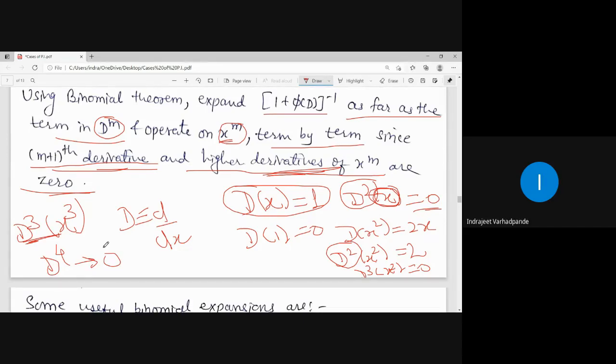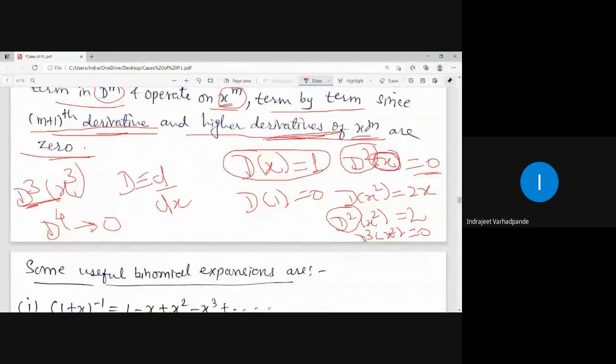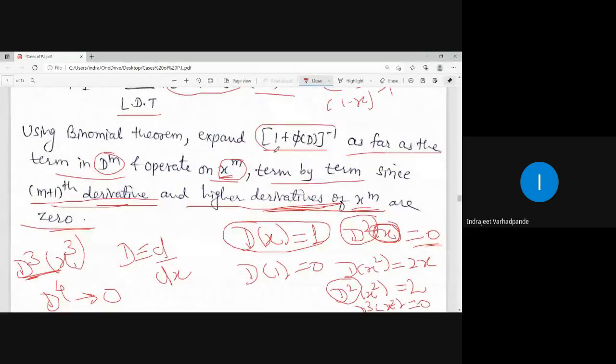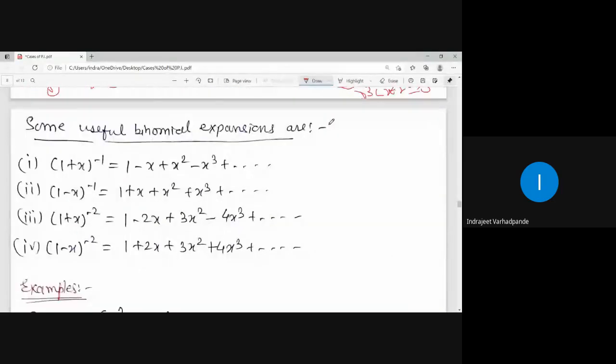So that is what they have told here: as far as the term in D to the power m and operate on x to the power m, since (m+1)th derivative and higher derivatives of x to the power m are 0. Is the note clear? Now, for simplification of (1 + φ(D))^-1, what are the binomial expansions available?